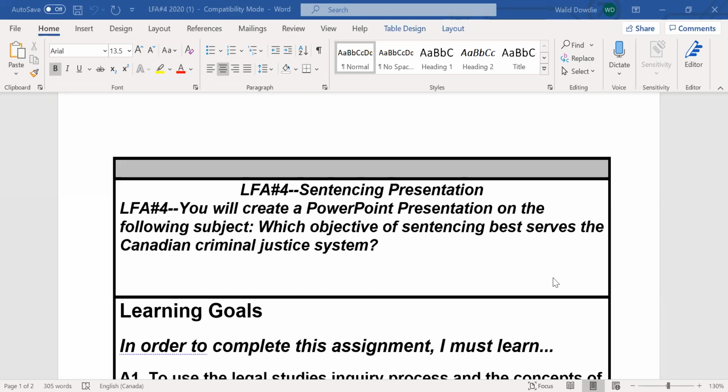Right, you will create a PowerPoint presentation on the following subject. Which objective of sentencing best serves the Canadian criminal justice system? So we're talking about the objective of the criminal justice system. Which one do you think best serves our criminal justice system? The objective, the goal of what we're trying to do when we sentence people.